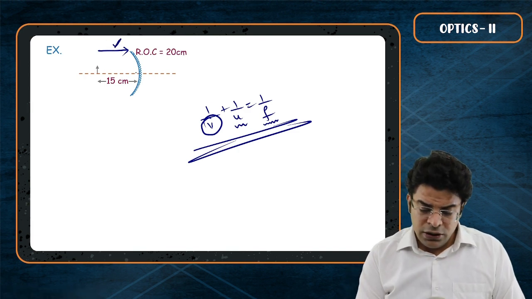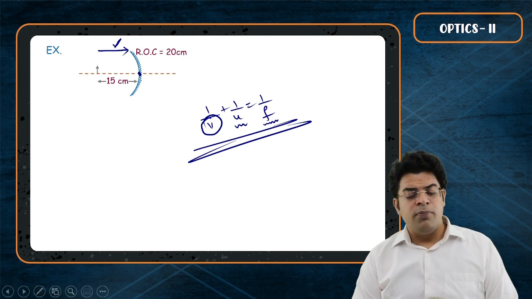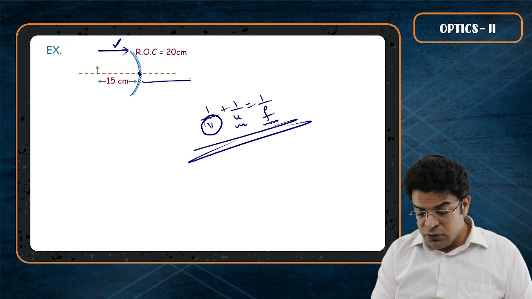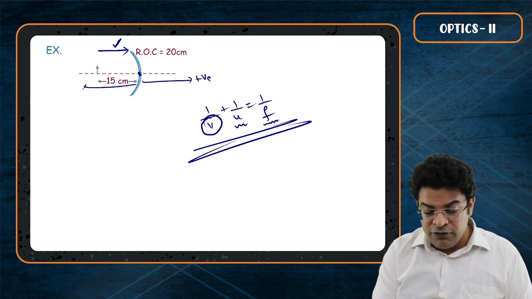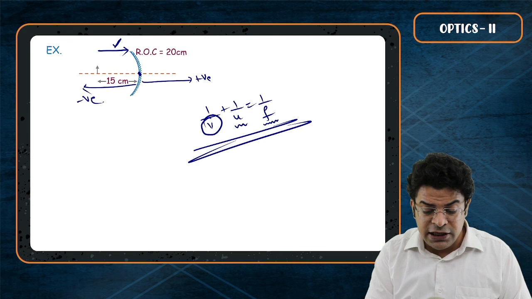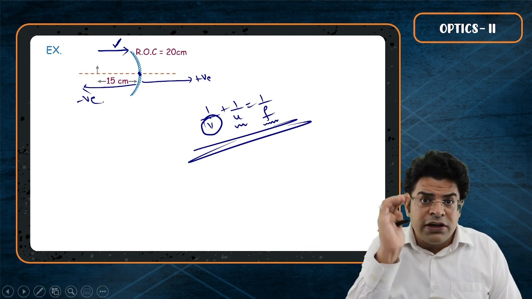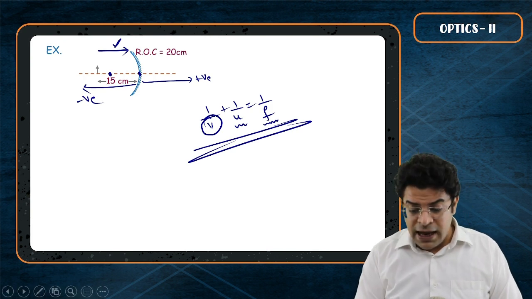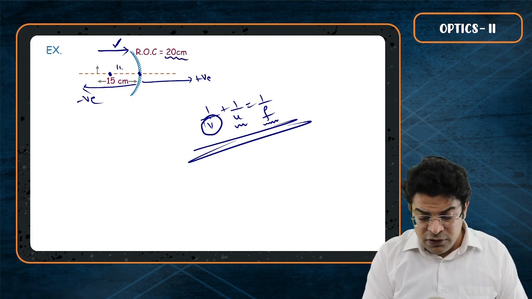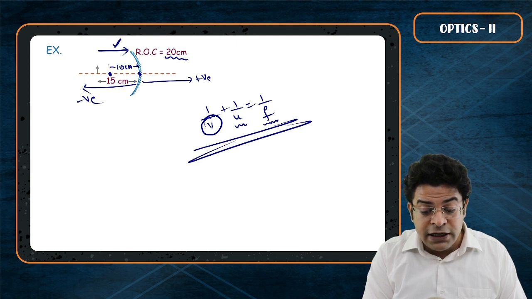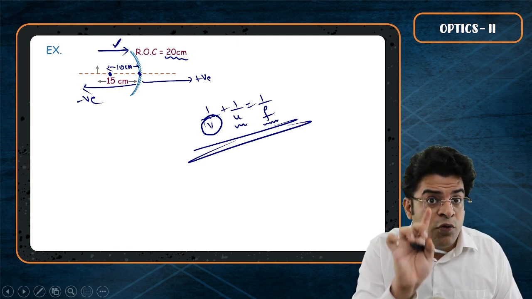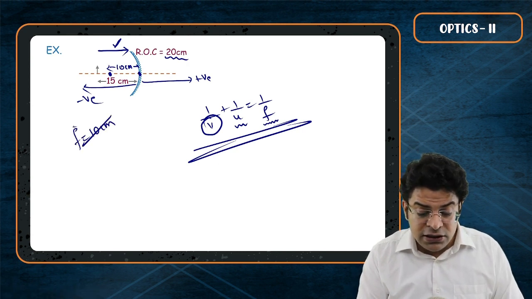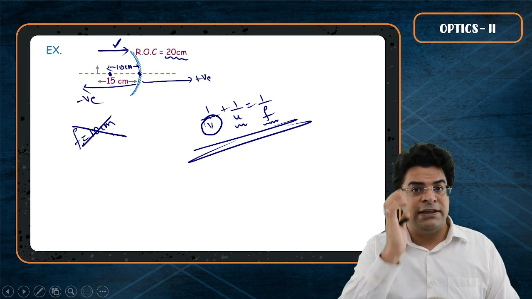Now bachon, you will say that I need to measure everything from pole. The direction of propagation of incident ray has to be taken as positive. So this whole direction will be positive, and this direction, if I have to move from pole, will be taken as negative. Now for this concave mirror, the focus will lie somewhere here. The focus will be at a distance R by 2. So the focus will be at a distance of 10 centimeter. I am not saying that position of focus is 10 centimeter. I am not saying that F is 10 centimeter. I am saying that the distance of the focus from the pole is 10 centimeter.